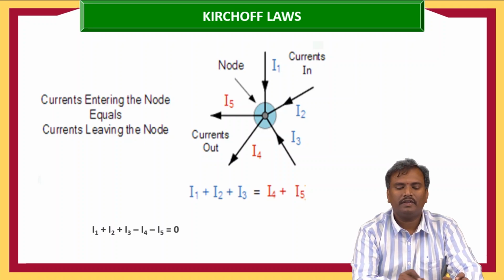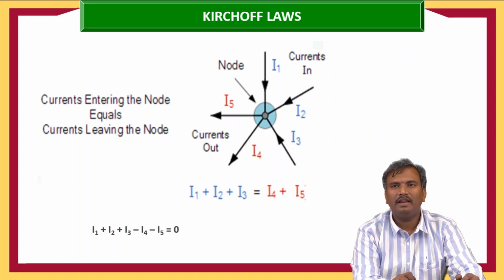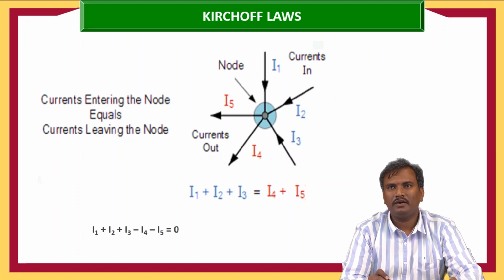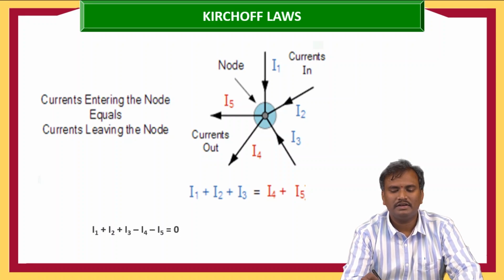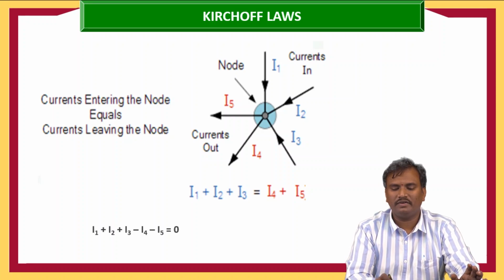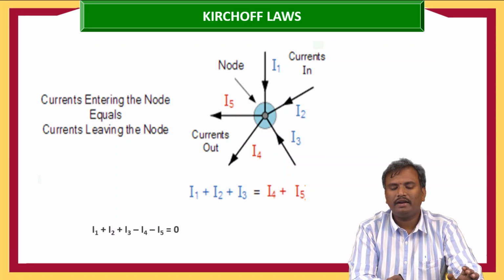So the currents entering the node equals the currents leaving the node. That is I1 plus I2 plus I3 is equal to I4 plus I5. This is the entering currents equals leaving currents equation.